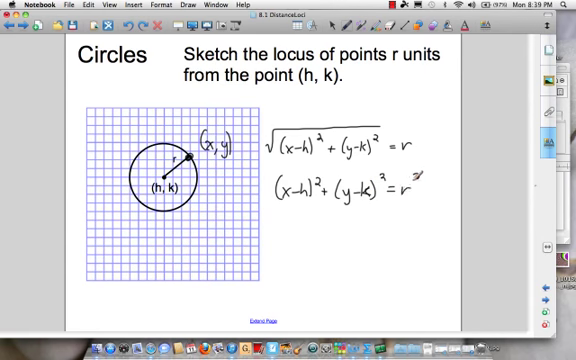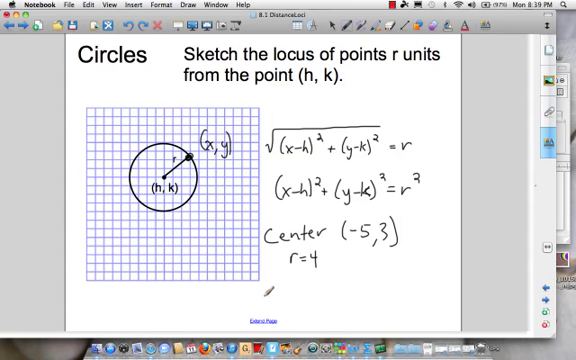And this is the equation for a circle centered at (h, k) with radius r. Here's a specific example. Suppose I ask you to write the equation for a circle with a center of, say, (-5, 3), and a radius of, say, 4. Well, I write it like this.